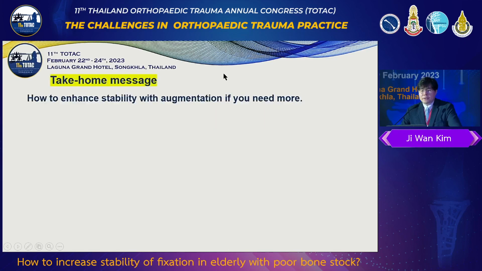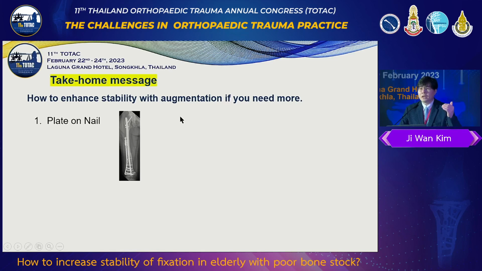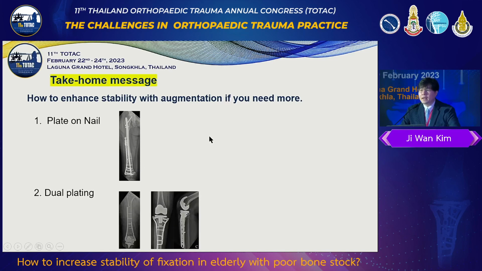I'll leave my take-home message: how to enhance stability with augmentation if you need more. The first one is plate on nail, especially to achieve early weight bearing. It is very useful, this kind of plate on nail construct. And second, in elderly fixation, you do the plating. Dual plating is very nice in distal femur and periprosthetic tibia fracture, or after periprosthetic femur fracture following total arthroplasty.